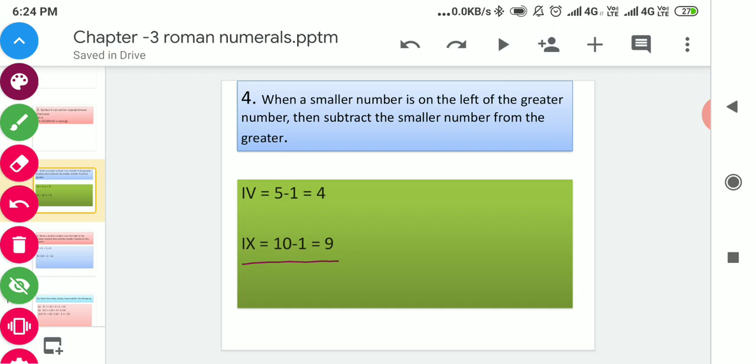Let us take another example, that is IX. Here I is the smaller to the value X and it is kept to the left of X. So according to this rule, we will subtract a smaller number from the greater. So we will subtract here 1 from 10. The answer will come 9.